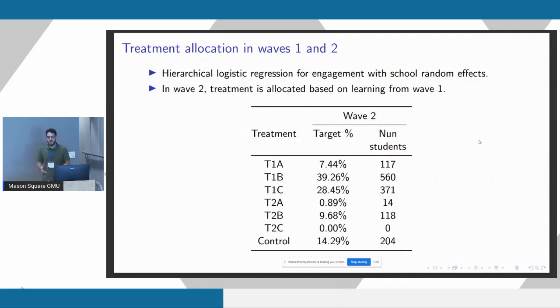Let's talk about estimation and results. We are running a hierarchical logistic regression model for engagement with school random effects. And after wave 1, we see the following table. Here we are showing the allocation shares or the treatment shares for each treatment. These are the proportions allocated to each treatment arm on wave 2. And as we can see, T1B has the highest proportion. This means that on wave 1, T1B was the most successful one.